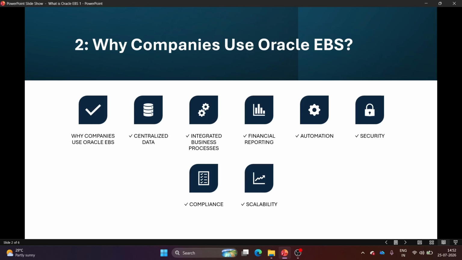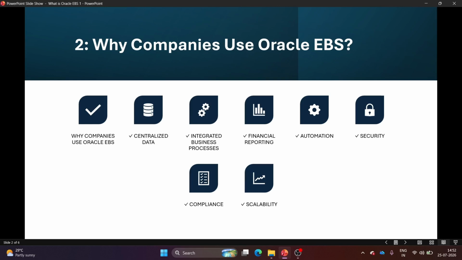Then move to financial reporting. Oracle EBS provides standard financial reports such as trial balance, balance sheet, profit and loss statement, and other reports that help management make informed business decisions. Then move to automation. Oracle EBS automates many business activities. Examples include invoice approval workflows, general ledger posting, payment processing, and recurring accounting tasks. These reduce manual effort and errors.